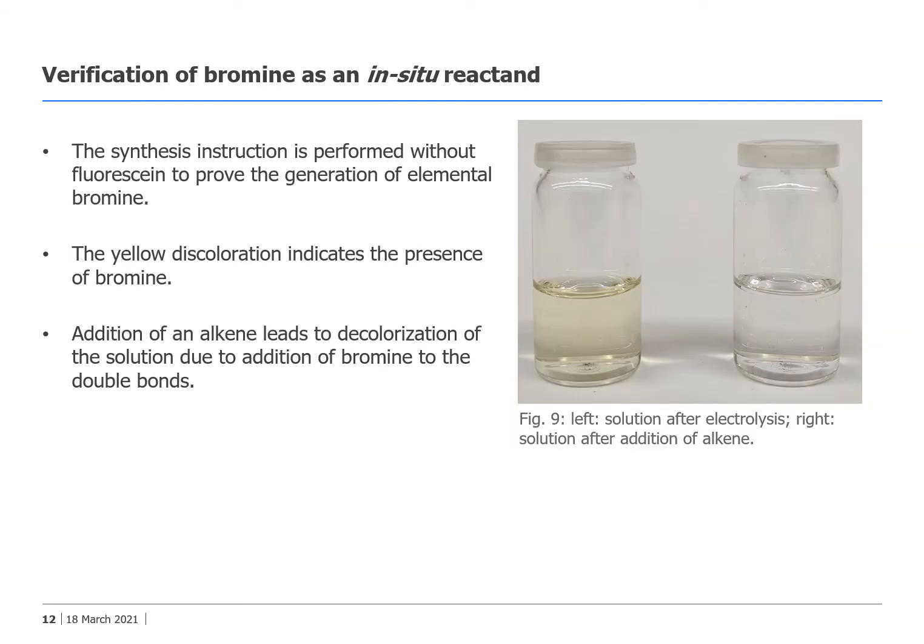To prove the generation of elemental bromine, which acts as an in situ reactant, the synthesis is performed without fluorescein. An electrolysis of 2 minutes shows a clearly visible yellow discoloration, as you can see in Figure 9 on the left. This indicates the presence of bromine. The addition of an alkene, in this case cyclohexene, leads to decolorization of the solution due to the addition of bromine to the double bonds. This again can be seen in Figure 9.